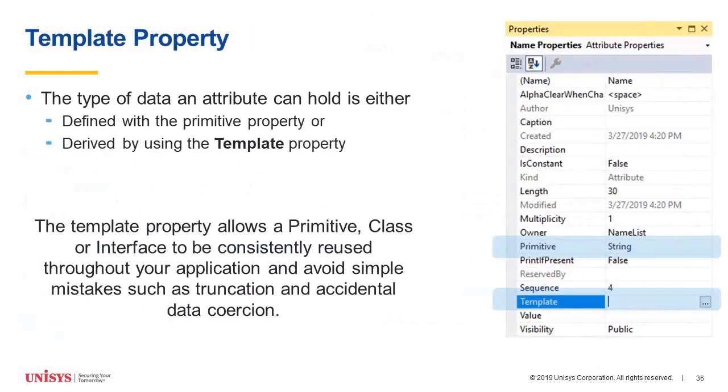I mentioned the template property and wanted to expand on that in this framework. So basically, the type of data that an attribute of a class can hold can still be defined with the primitive property, but it can also be defined with the template property. Templates were introduced as a concept a couple of releases ago, but now they take on the ability to allow either a primitive, a class, or an interface to be consistently reused.